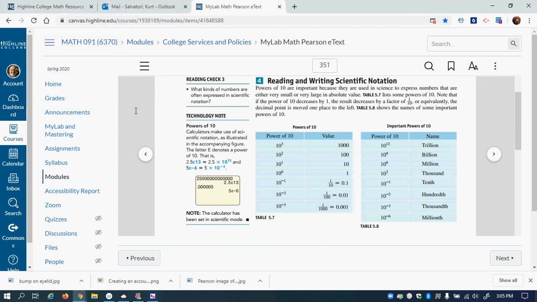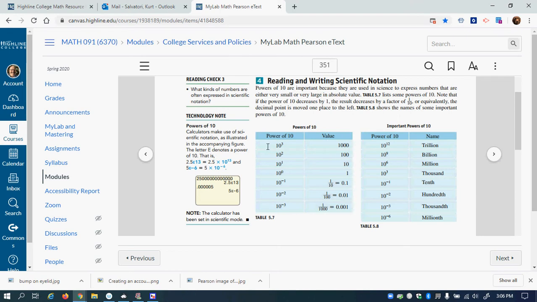Right, so this is section 5.5, and this is how you're going to read and write scientific notation. I'm on page 351, and it says here in the book, I'll read it to you: powers of 10 are important because they are used in science to express numbers that are either very small or very large in absolute value. So here's the table.